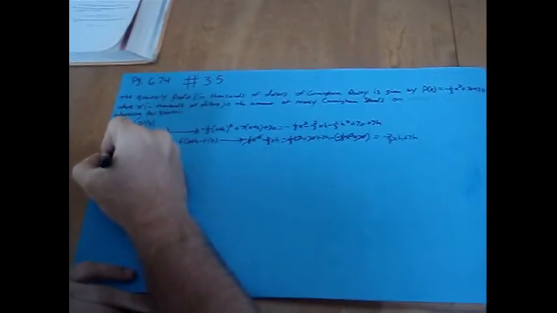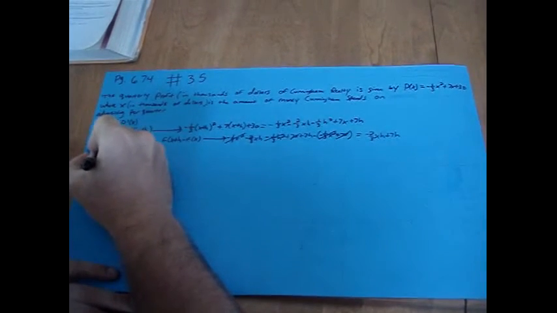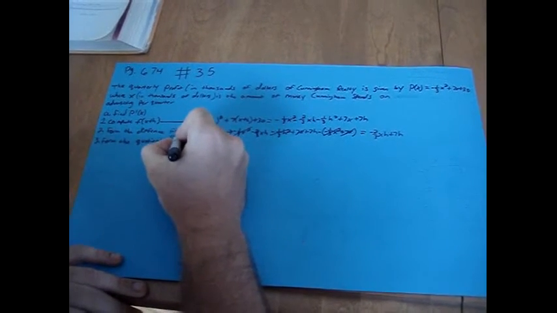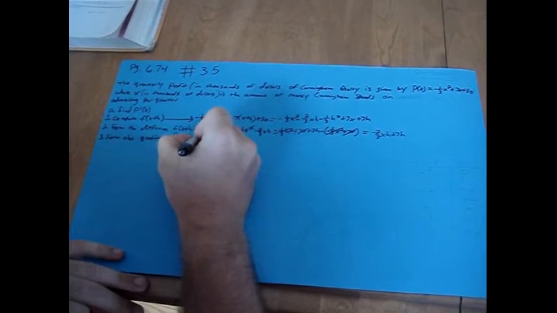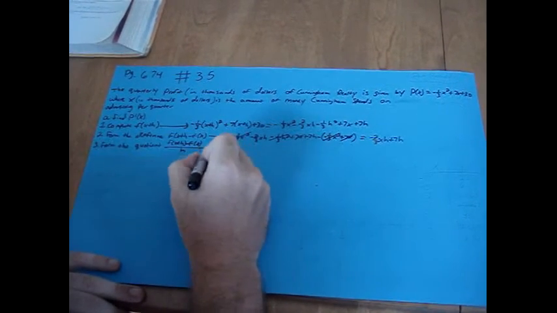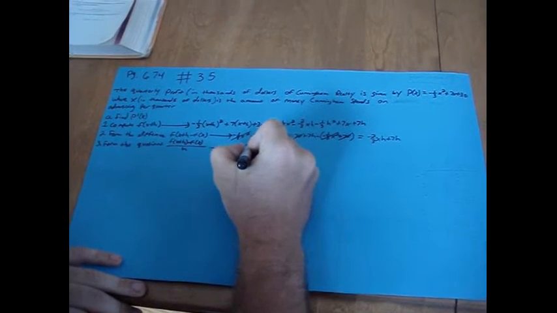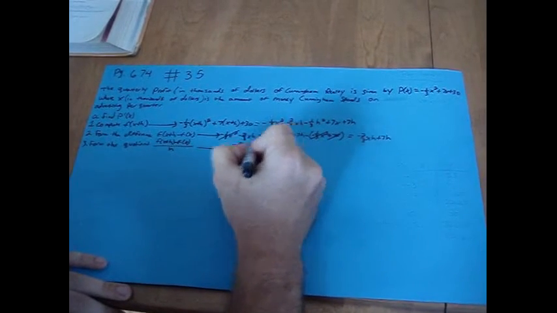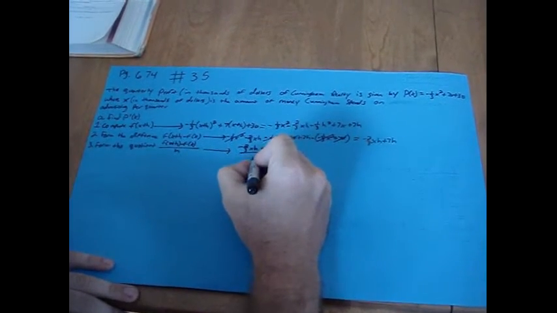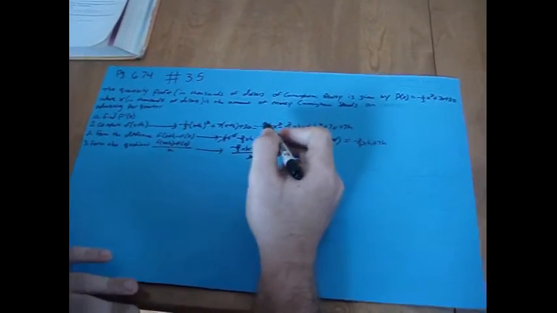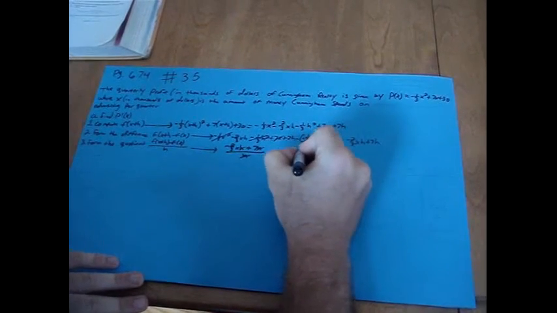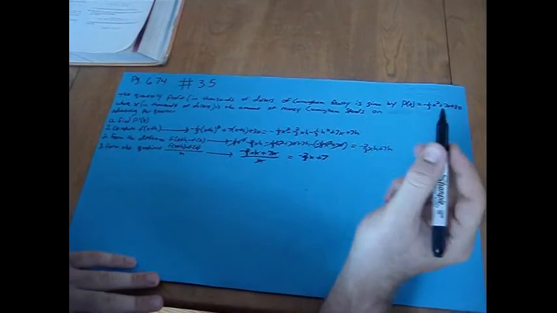Step number 3 is to form the quotient. f of x plus h minus f of x all over h, which is negative 2/3 xh plus 7h over h. The h's cancel, which equals negative 2/3 x plus 7.